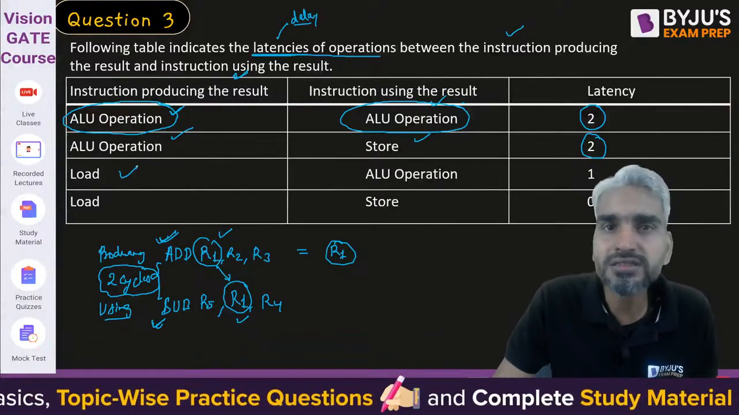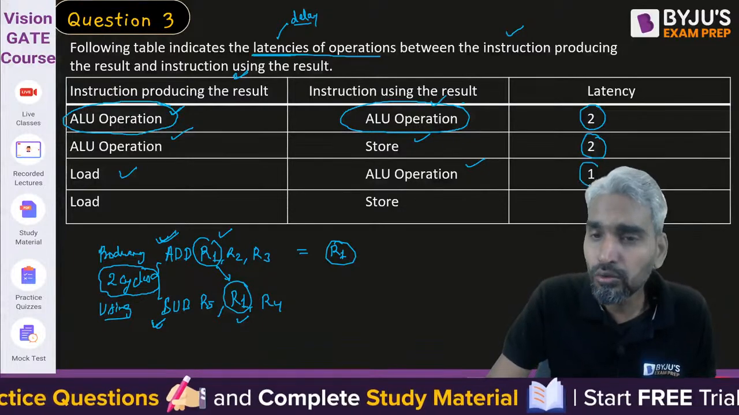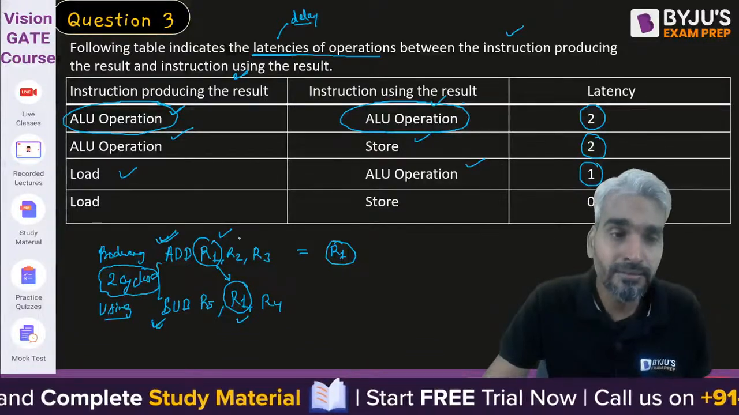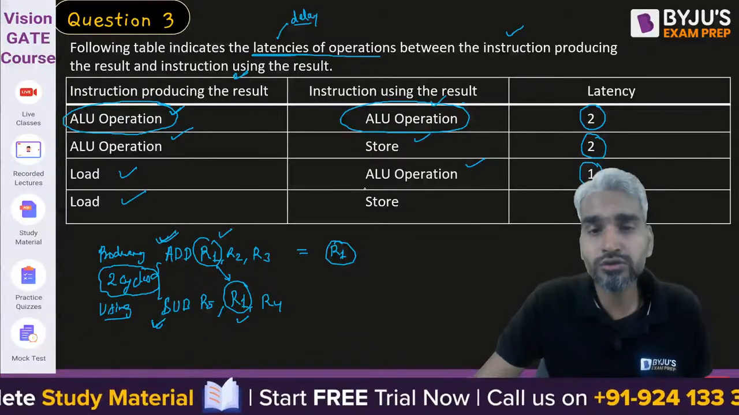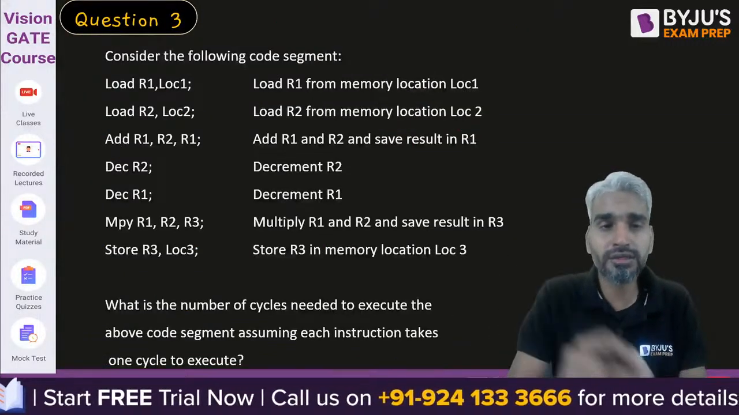If a load instruction is producing the result and an ALU operation is using that result, then the delay of only 1 cycle is required. Now, if load is producing the result and store is using the result, then no delay is required. Let's look at the actual question.